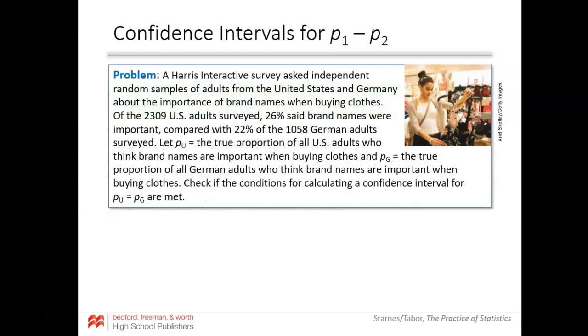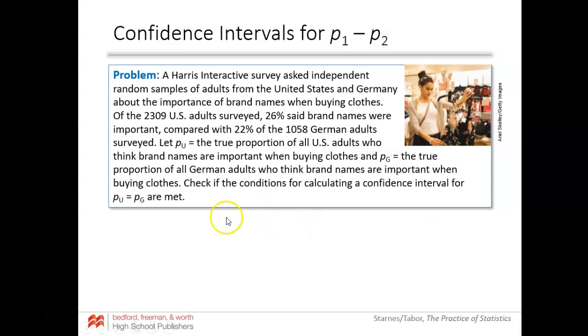All right, so we have a problem here. A Harris Interactive Survey asked independent random samples, so there's that first condition, from the United States and Germany about the importance of brand names when buying clothes. Of the 2,309 U.S. adults surveyed, 26% said brand names were important, compared with 22% of the 1,058 German adults. Let p sub U represent the true proportion of all U.S. adults who think brand names are important, and p sub G represent the true proportion of all German adults who think that brand names are important. First, check if the conditions for calculating confidence intervals are met.